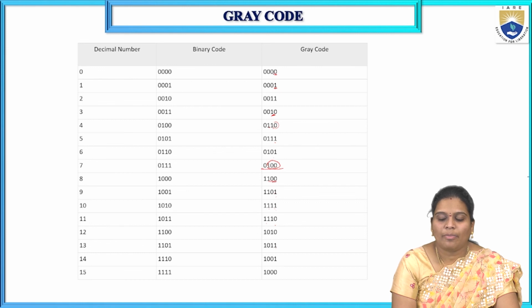As well as that, the bits are written in a cyclic way. So the gray code is a cyclic code.